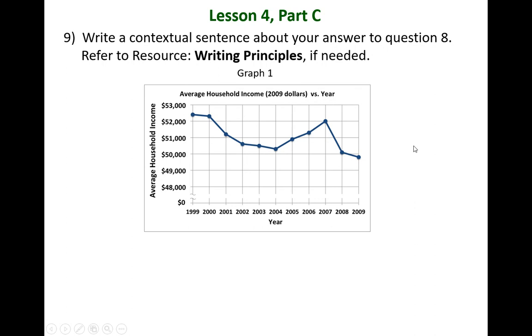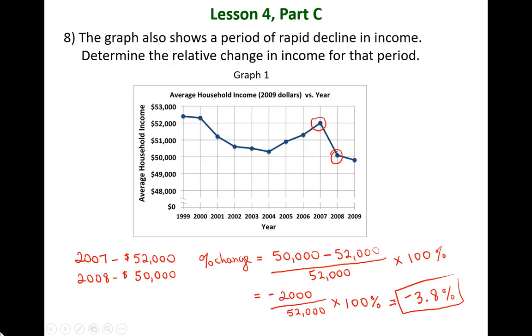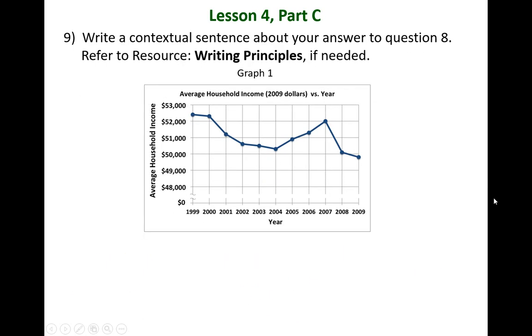Just write a contextual sentence about your answer to question A. Refer to the resource Writing Principles if needed. Okay, let's think about what we might want to say. Let's go back and look at question A. We basically determined that there was a decrease in household income of about negative 3.8, or a decrease of 3.8% during that period. Contextual means we want to be very specific. So let's see what we might want to include.